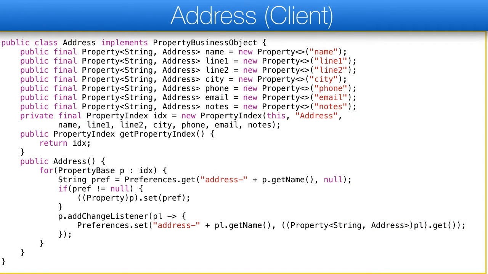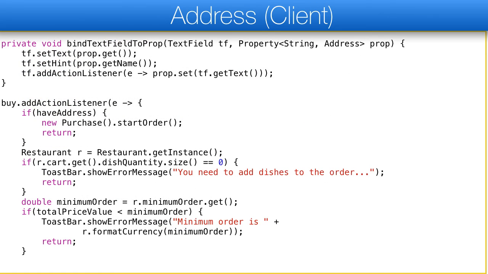To collect the address, I used this business object. I also added some simple mapping into preferences, as you can see below. So the last entered address will be cached for future orders. The rest of the logic is pretty easy. I just bind each text field to the property.